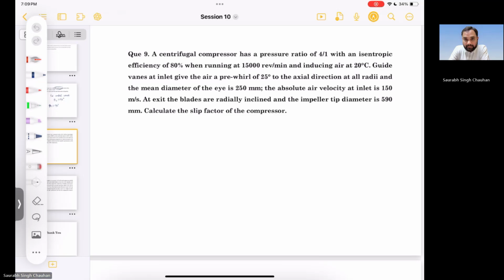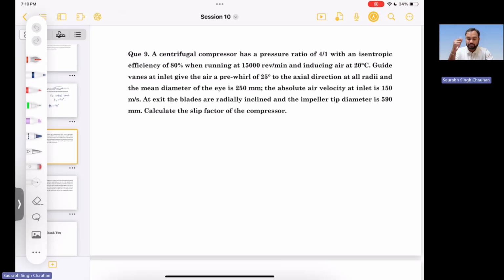So this 20-degree basically means that it is not radial. Okay. So it has some CW1 that is not 0, to the axial direction at all radii, and the mean diameter of the inlet is 250 mm, the absolute velocity of air at inlet, so this C1, is basically 150 meters per second, and the exit blades are radially inclined at the impeller tip diameter, and we have to calculate the slip factor.